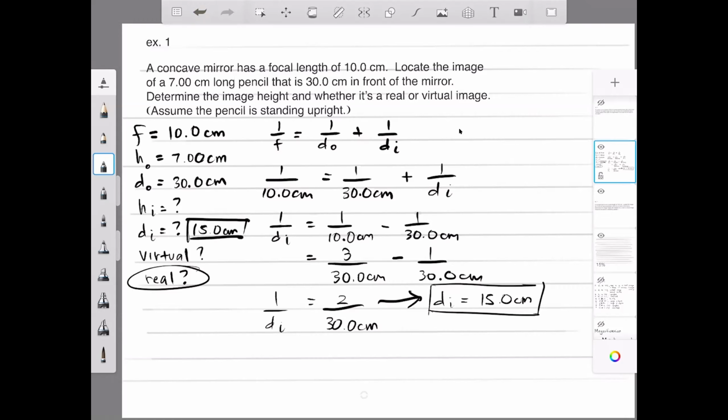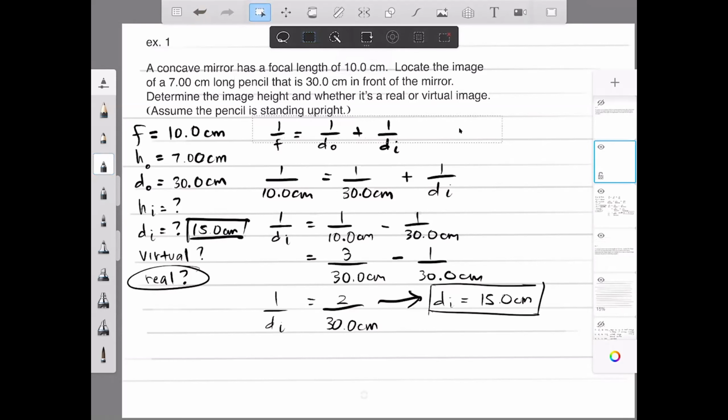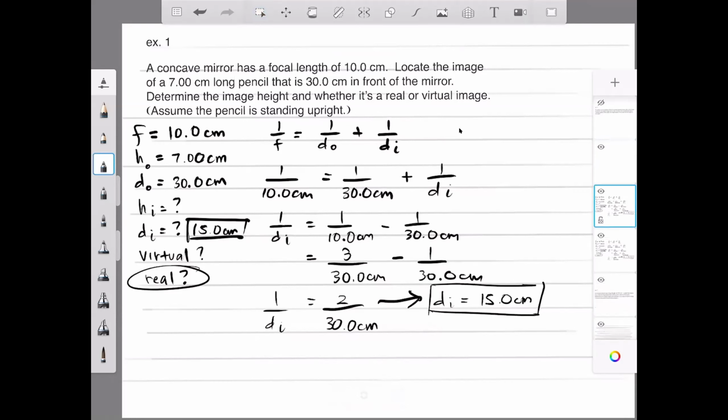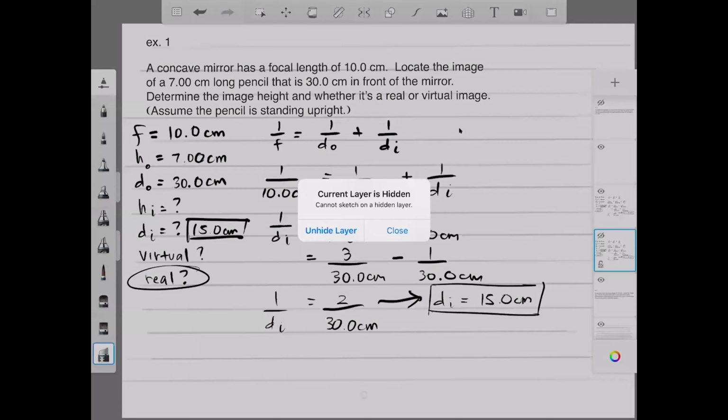Okay, now let's take a look at the other piece. Actually, let me do this. Let me duplicate this, and then let me erase over here.